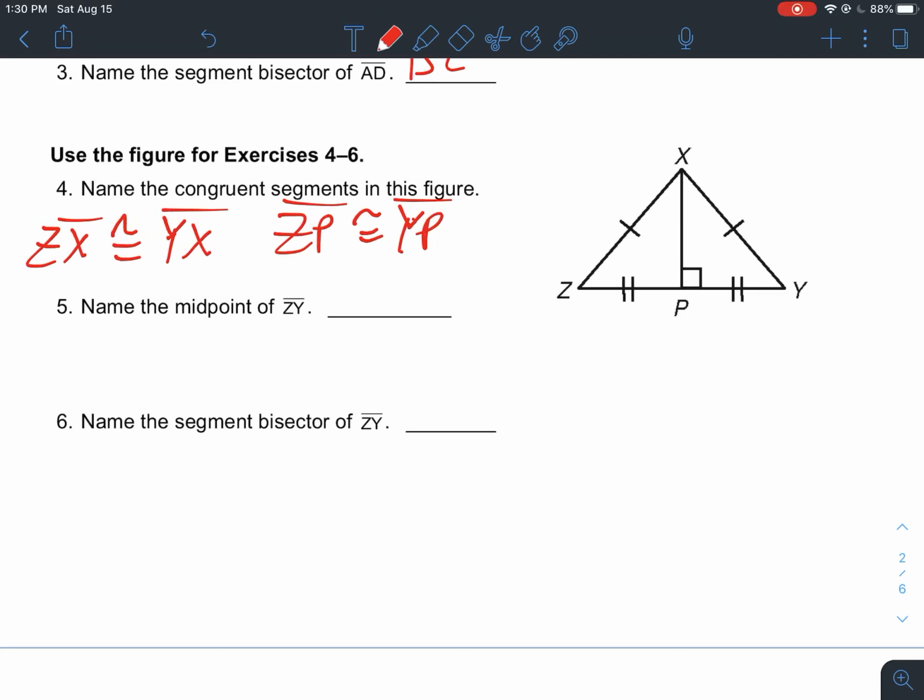Number 5, name the midpoint of ZY. That would be point P. And number 6, name the segment bisector of ZY. So the question is asking, here's ZY. What is the name of the segment that's cutting that segment in half? It would be XP. And again, make sure you're putting segment hats on top of all these segments.